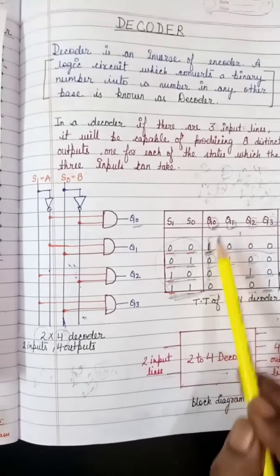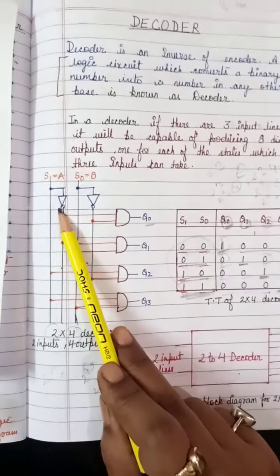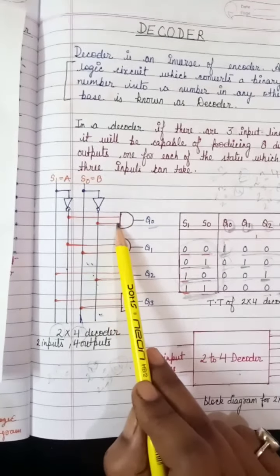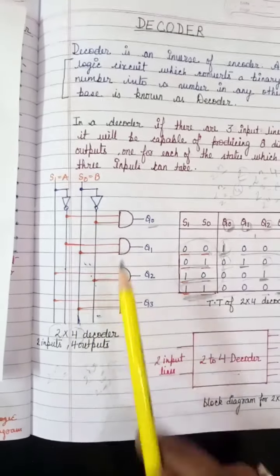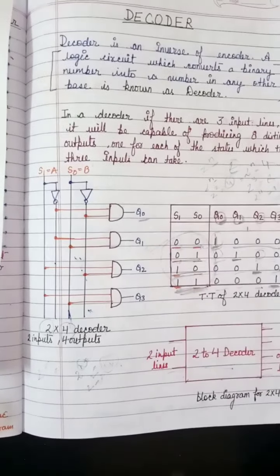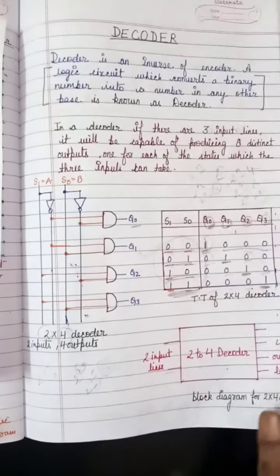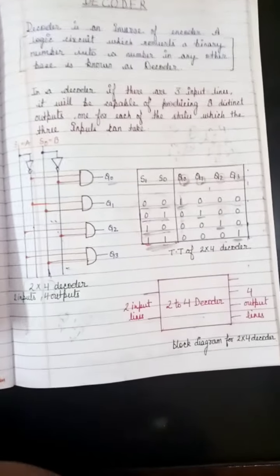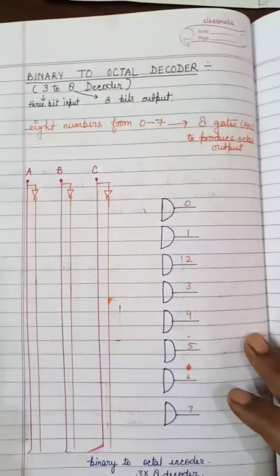This will be 1 when S1 is 0 and S0 is 0. So this one is the 0 line. Connect the input lines with the gate. Next is 0 1. So this is 0 and this is 1, 0 1. Then you are getting Q1. Similarly 1 0 and 1 1. So this is how to make the block diagram, logic diagram and truth table of the 2 to 4 decoder. Now come to the binary to octal decoder.